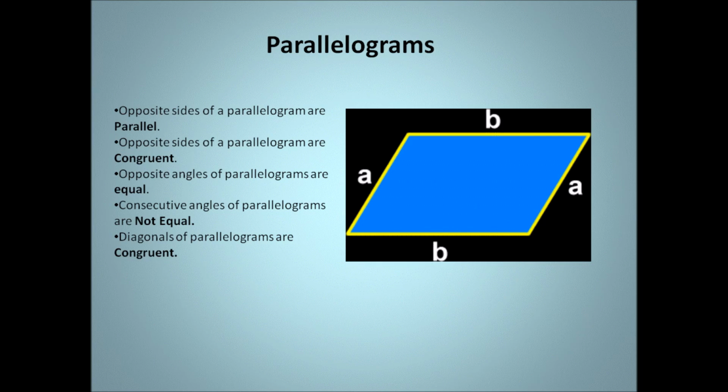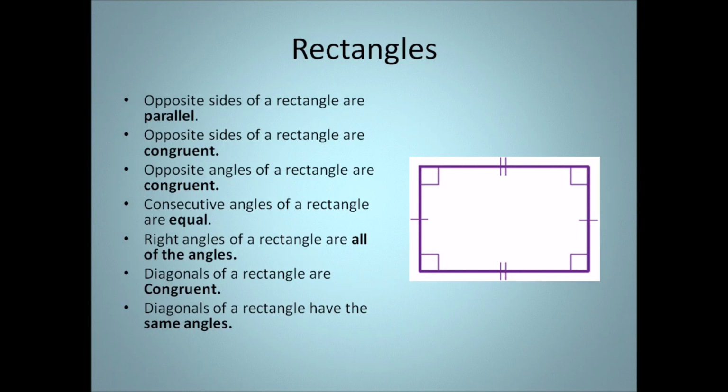Up next we have rectangles, with 7 properties. Their opposite sides are parallel and congruent. The opposite angles are congruent. The consecutive angles are equal. The angles are all right angles, because all the angles are 90 degrees. And the diagonals are congruent.